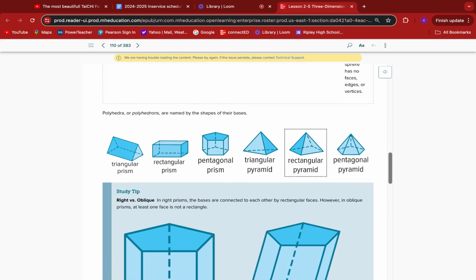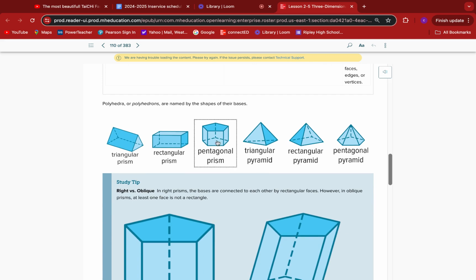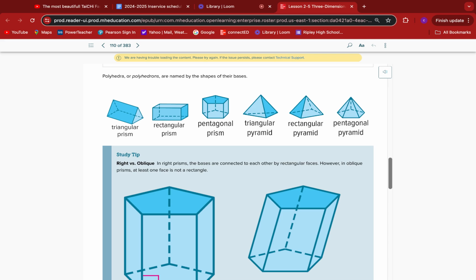All right. Okay, so here they get into different types of prisms and pyramids that I was speaking of earlier. These all three are prisms. However, you can see what makes them a special type is the base. So this is a triangular prism because the bases, there's one and the other over here, are both triangles. This is a rectangular prism because the bases are rectangles. And this is a pentagonal prism because the bases are pentagons. There's your pentagon at the top and pentagon at the bottom.